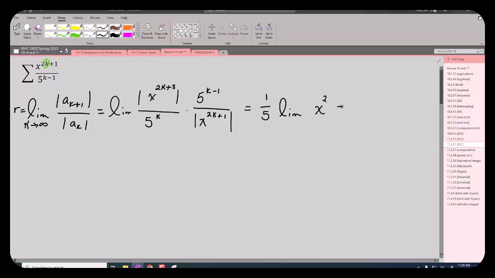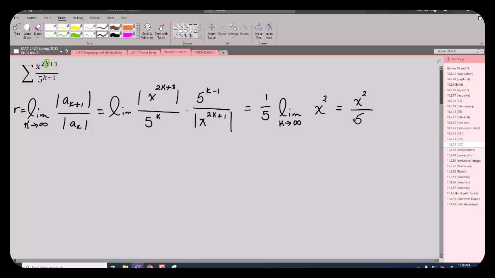So what is the limit of this as k goes to infinity? X squared over 5. There's no k in there. So the x squared and the 1/5 are both constant with respect to k. The limit of a constant is itself. So this is going to be x squared divided by 5.